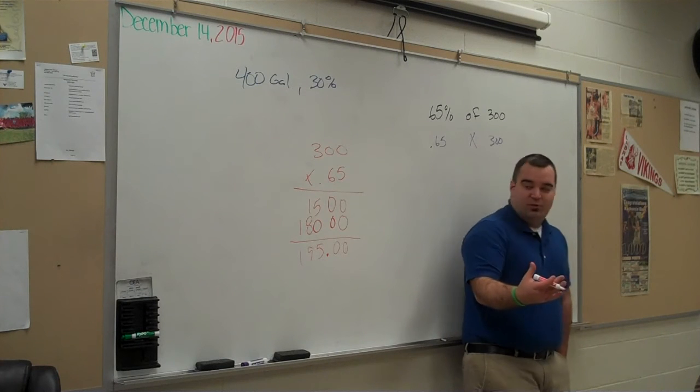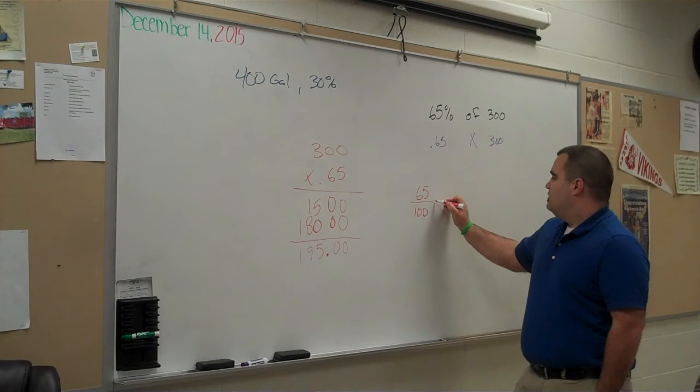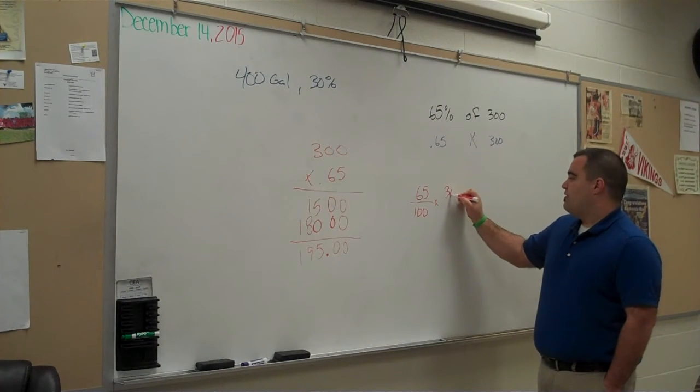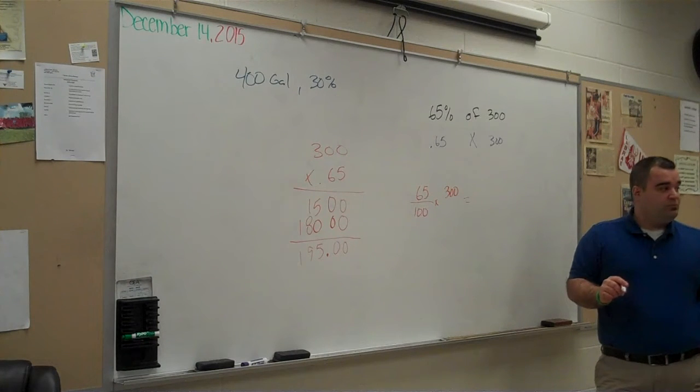If you did it the way that your book did it, they did 65 over 100 times 300. Could you do 300 times 100 and then divide it by 65? You could. You would get 30,000, and then divide it by 65?